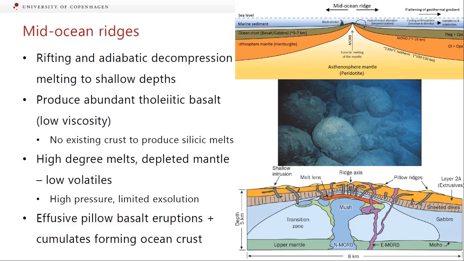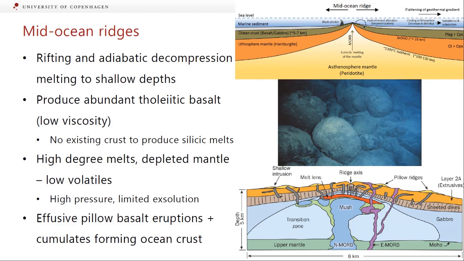Because the ridge is always moving apart and the plates are moving away from the ridge center, there is no existing crust interacting with the magmas, so we've got no way of producing silicic melts. You do actually get tiny amounts of it, but it's small enough that we can just ignore it. So if we have high degree melts coming from depleted mantles, so they're low in volatiles, we're not going to have any sort of explosive eruption.